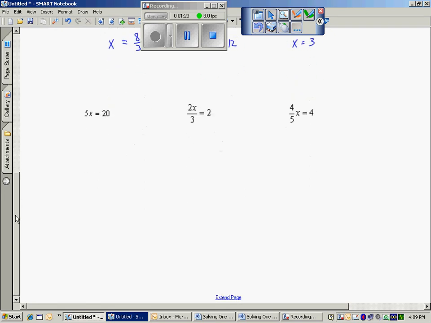5 times x equals 20. To eliminate 5 times, I divide by 5 on both sides. X is equal to 4. 5 times 4 is 20.